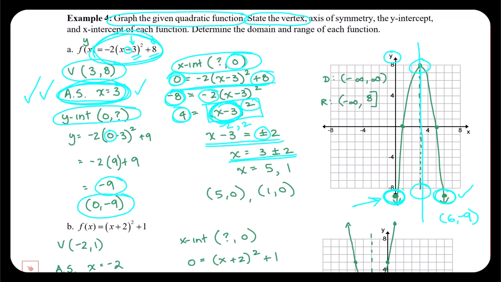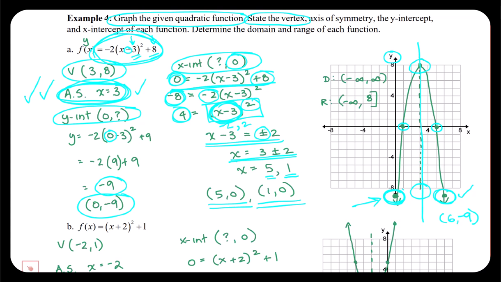If I add 2, I get 5. If I subtract 2, I get 1. And so our x-intercepts are the points (5, 0) and (1, 0). And sure enough, they are twin points on either side of the axis of symmetry. And that gives us 5 points. Should be good to go.